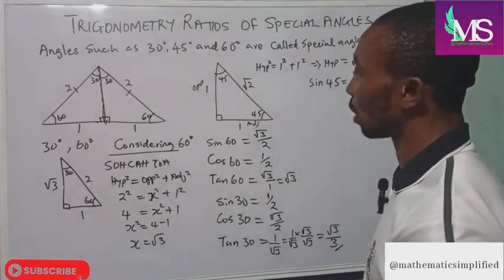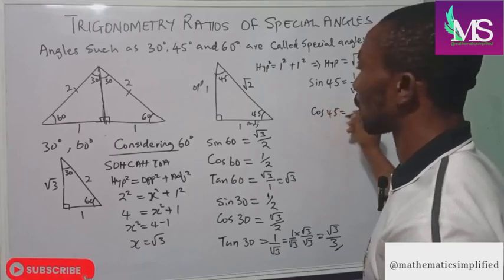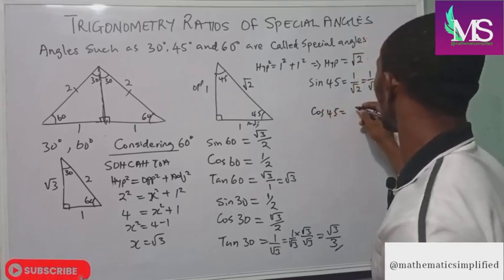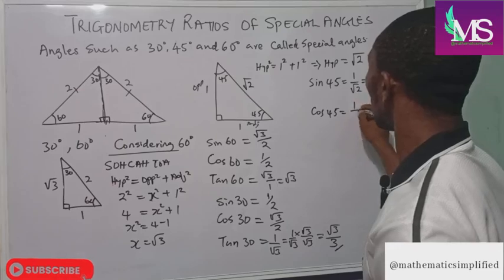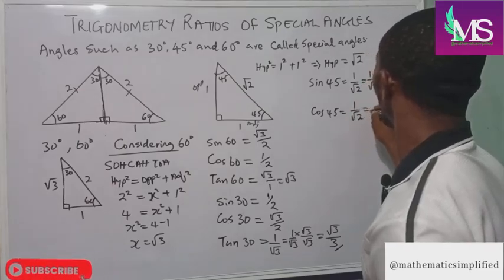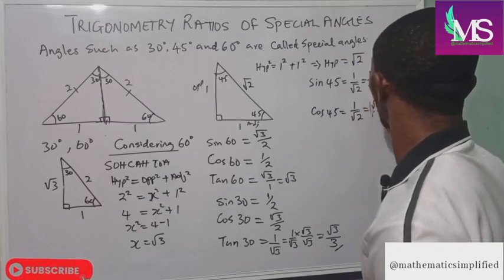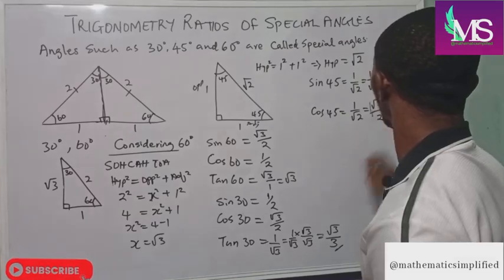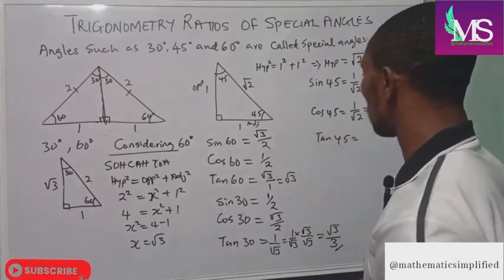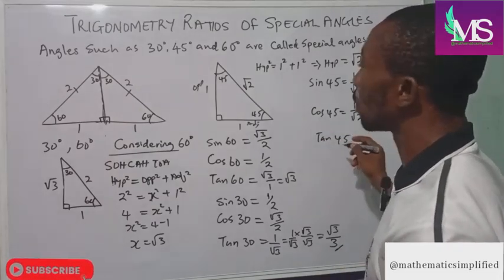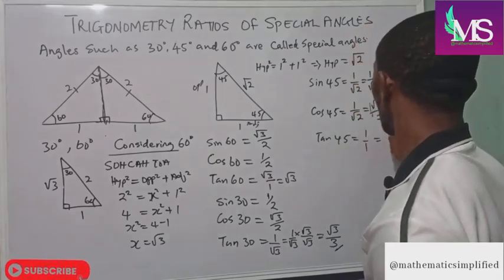Now, our next one says cos 45, which is adjacent over hypotenuse. So adjacent over hypotenuse will become 1 over root 2, which gives us root 2 over 2. And our tan 45 will become opposite over adjacent, which is 1 over 1, which is 1.